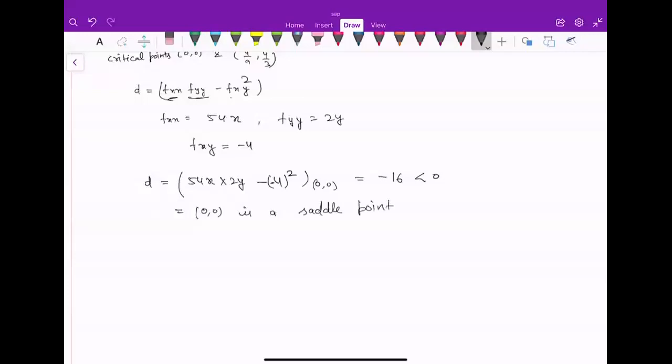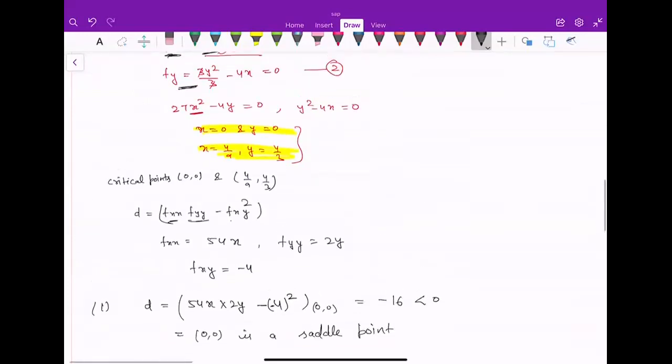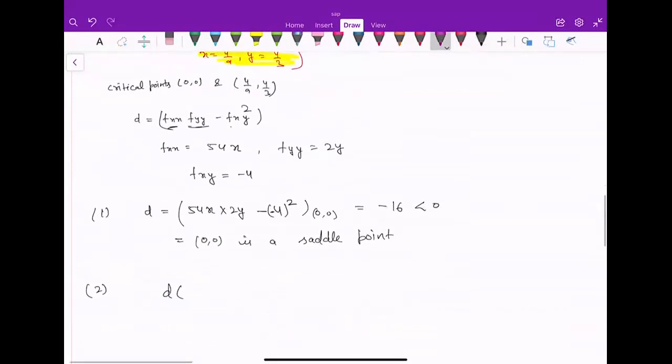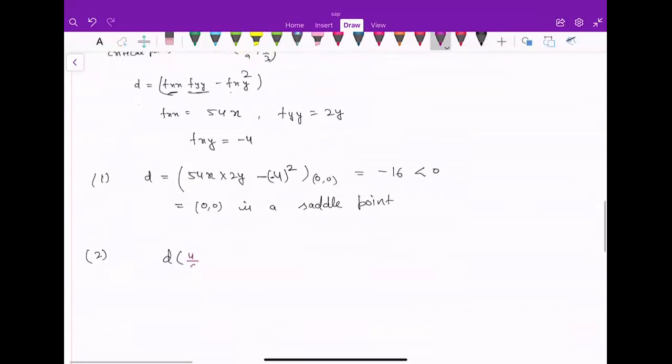Okay. Now the next point we will check. This is the first critical point and second discriminant. At the second point, what did you have? 4/9 and 4/3. 4/9 and 4/3. What does this mean? 54 into 4/9 into 2 into y, 4/3 minus 16. Okay? So we are given 4/9, 4/3.